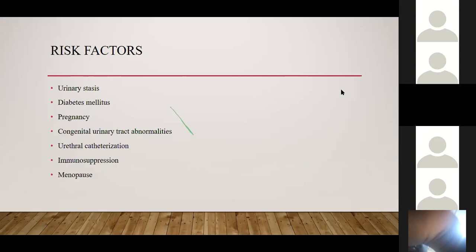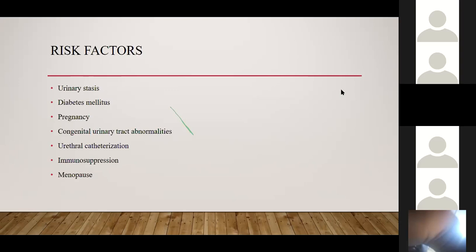Instrumentation and catheterization of the urinary tract system would also put you at risk of developing a UTI. If you're immunosuppressed, we've talked about that. And then once you hit your menopausal age, your defense mechanism sort of drops a bit. The same for males. We are saying that once they reach 50 and above, changes in their anatomical structure will predispose them to developing a urinary tract infection. Okay.